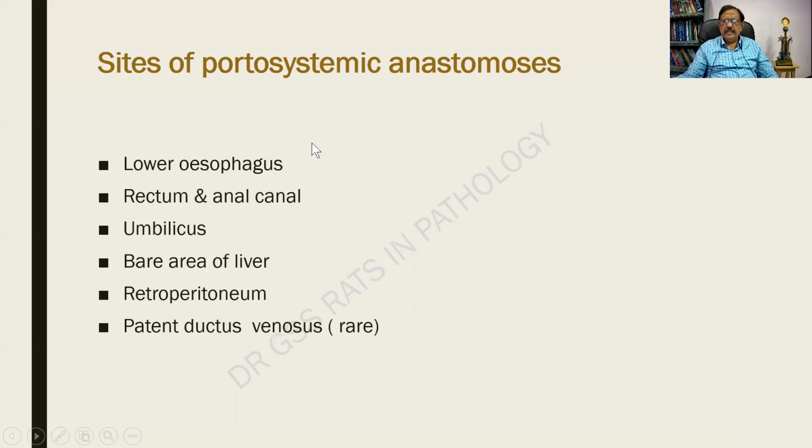One of the classical things that used to be asked in clinical medicine is, what are the sites of portosystemic anastomosis? And these are the various sites. The lower esophagus, rectum and anal canal, umbilicus, bare area of the liver, retroperitoneum, and PDA or PDV, patent ductus venosus.